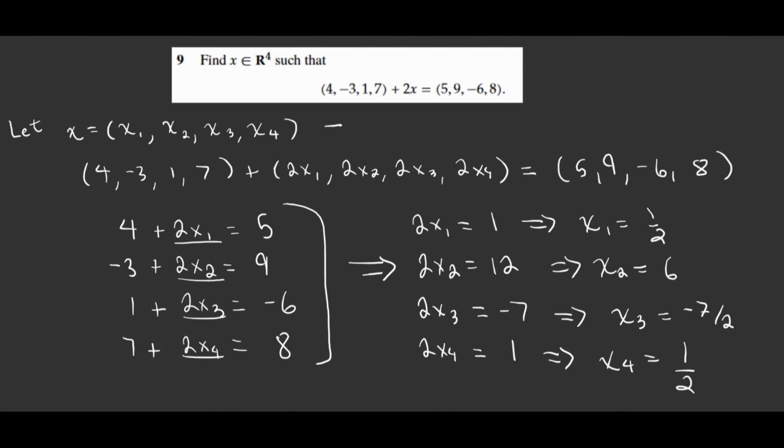So we can rewrite this vector as (1/2, 6, minus 7/2, 1/2). And that is the answer.